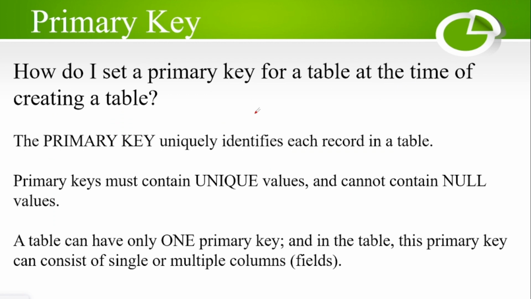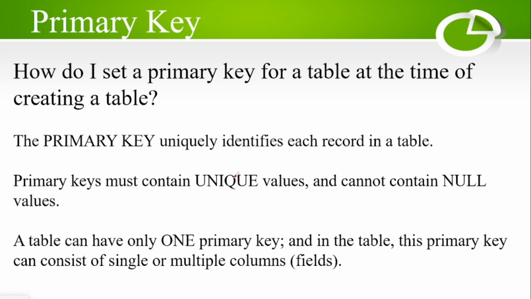A primary key uniquely identifies each record in a table. A primary key must contain unique values and cannot contain null values. A table can have only one primary key, and this primary key can consist of a single or multiple columns or fields. So in a simple way, we can say that the primary key is used to uniquely identify each row from the table.